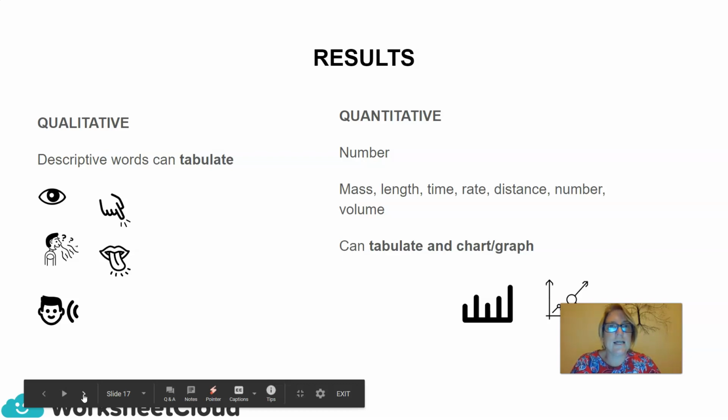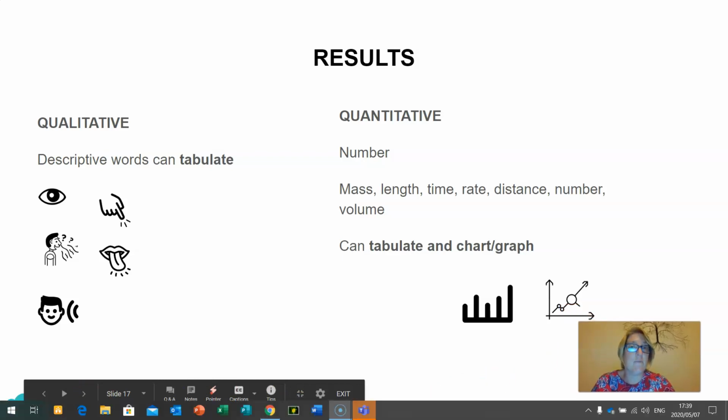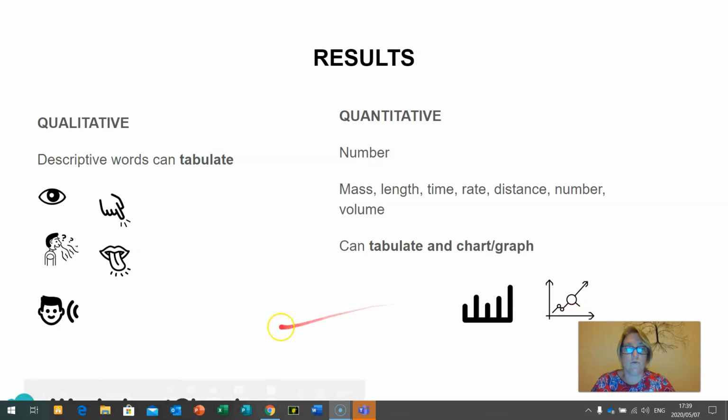You are recording a density, you are recording a mass, you are recording a volume. You are using equipment that's able to give you a numerical value that you can work with, and you are using units. So you are definitely able to tabulate and possibly chart or graph your data.